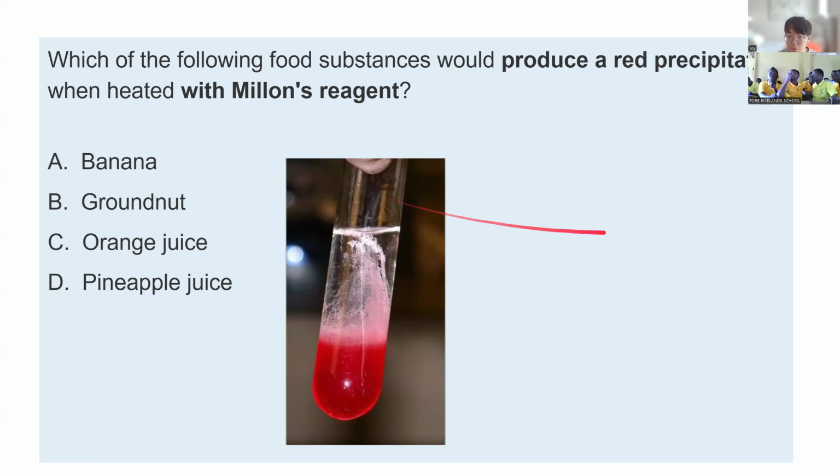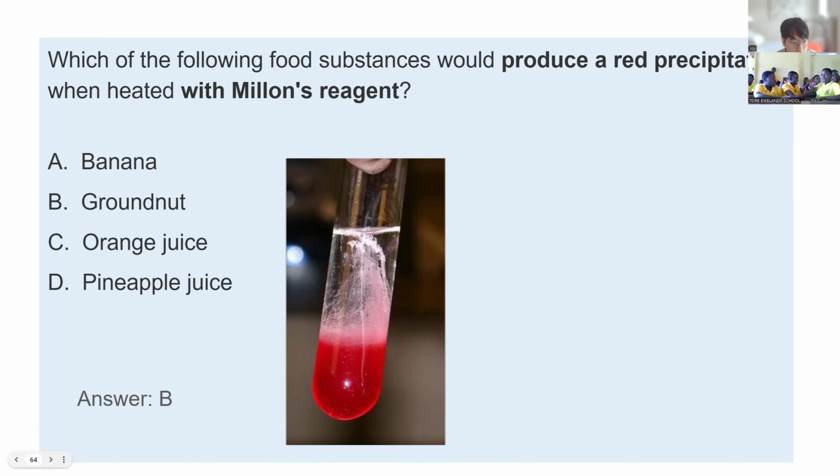This is also a part of an agriculture question, but let's see if we can answer this one. Which of the following food substances would produce a red precipitate when heated with Millon's reagent? This might be a little bit difficult because we haven't learned this yet, but I can explain this to you. It's the groundnut.